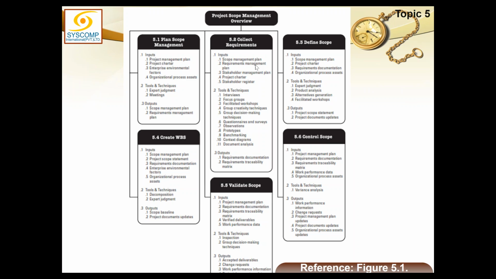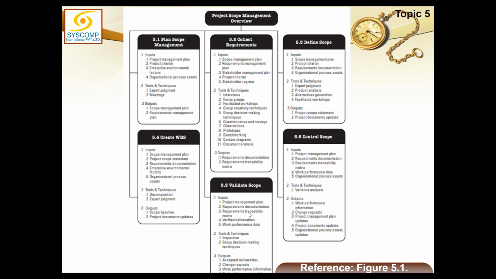Now let us go to collect requirements and see what the inputs are. Scope management plan and requirements management plan. You see, the requirements management plan is only required for this process of collect requirements. No other process will require the requirements management plan. Remaining all the processes have the scope management plan. You see, define scope has the scope management plan as input, create WBS has the scope management plan as an input. Validate scope and control scope don't have the scope management plan, they have the project management plan. Both have the project management plan, and you understand that the scope management plan and all other management plans are inclusive of the project management plan.